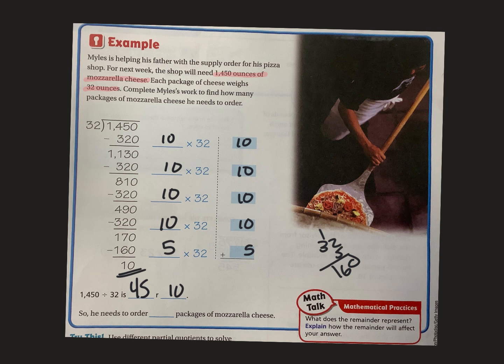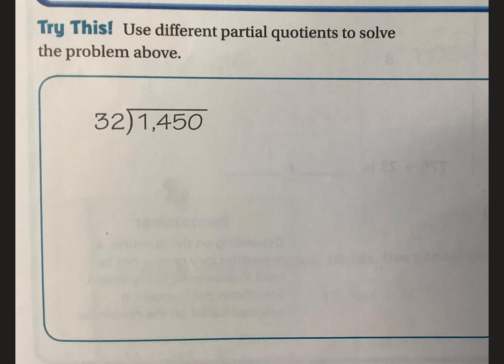So he needs to order, well, he's not going to be able to order a remaining amount. So we're just going to have to order a little bit extra. So 45 and a little extra. So let's just order 46 packages of mozzarella cheese.